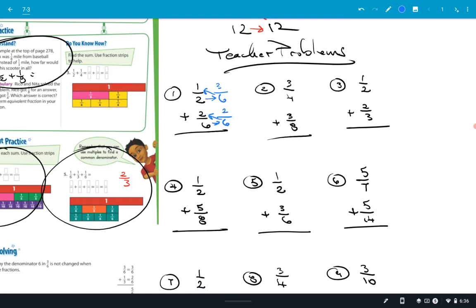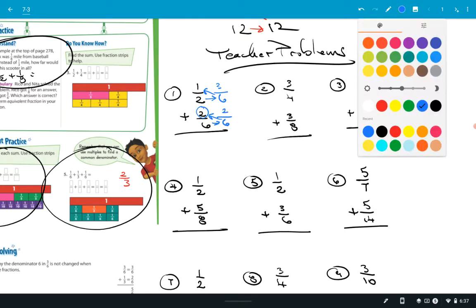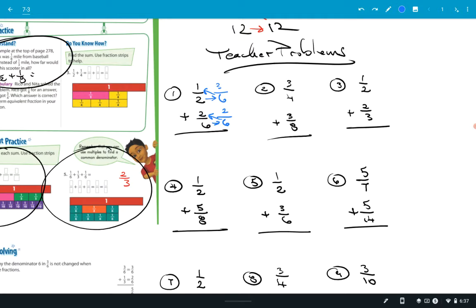Now, some of you, yesterday I noticed you were asking yourself how many times, for example, this one right here, how many times 2 goes into 6? That's not what you do. You want to figure out how many times one denominator goes into the other. You're looking at the bottom. So now what do we do? We just simply add the numerators. 3 and 2 is 5, and so the answer to number 1 is 5/6.